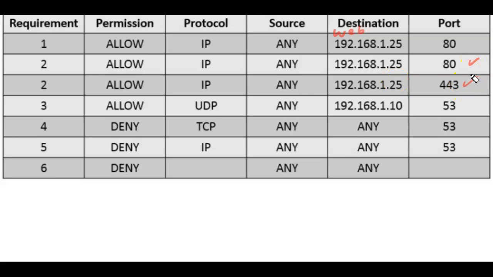Now, why did I have to say 443? If I just left it out, wouldn't it work? No, there is an implicit deny for anything that I don't explicitly allow. Now look down here on this third rule.